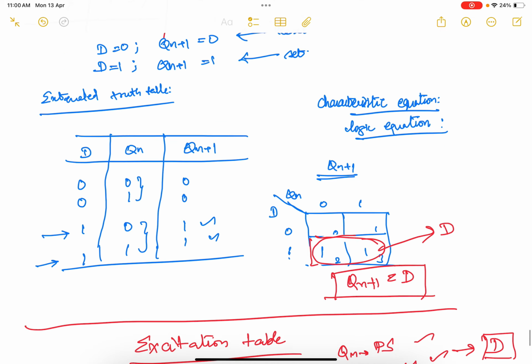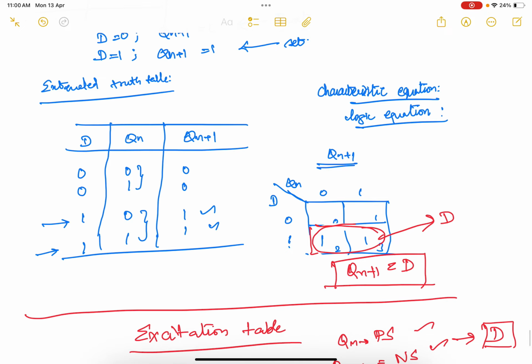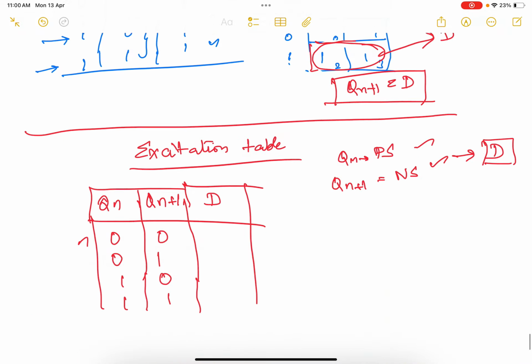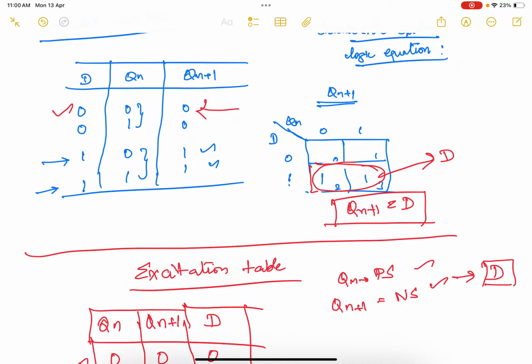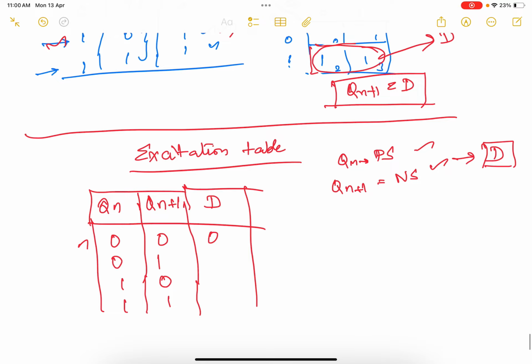Okay, so where are the present state and next state in the extended truth table? When you see here, for 0 and 0, the mandatory input is 0. So for 0 and 0, the mandatory input will be 0. Next condition: the present state is 0 and the next state is 1. For 0, 1, with present state 0 and next state 1, the mandatory input is 1.